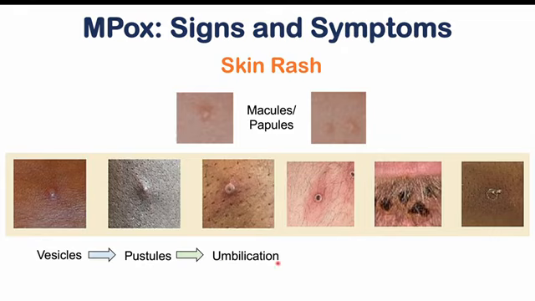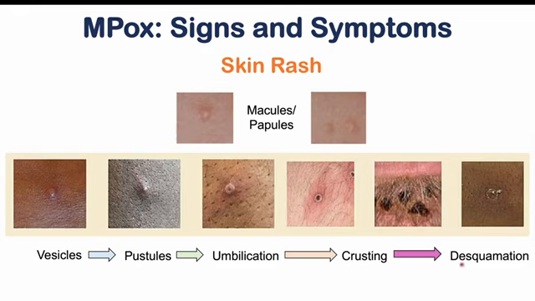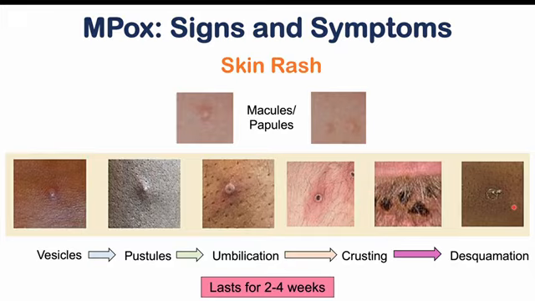Umbilication is connected to umbilicus, which is a belly button. So these skin lesions can be described as having a little belly button or a spot on them, or a little indentation on them. Over time, they will then start to dry out. They'll crust over, and then they will start to desquamate or start to slough off. So they can have their skin start to peel off over time. This can occur over 2 to 4 weeks, and some of these skin lesions can leave scarring. So we can see pitting scars on some patients.